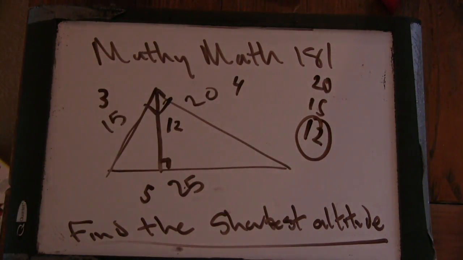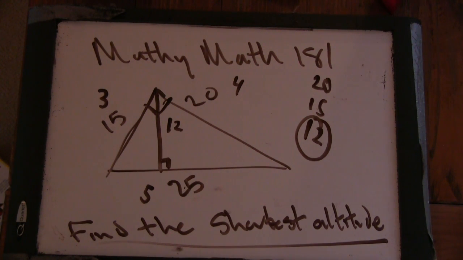Very good. How do you think you're going to find the shortest altitude in a general triangle? What do you think you're going to have to do? Well, you'd have to find all of the altitudes. And probably you have to compare all the altitudes. How would you find the altitudes to begin with?